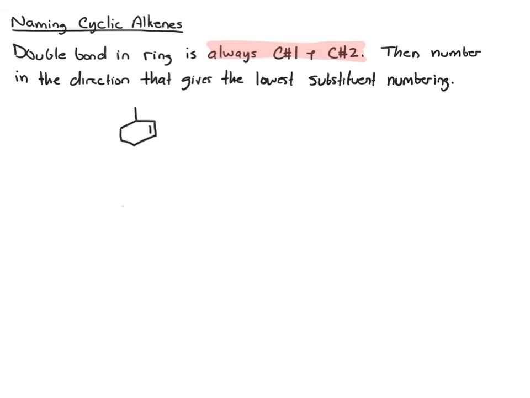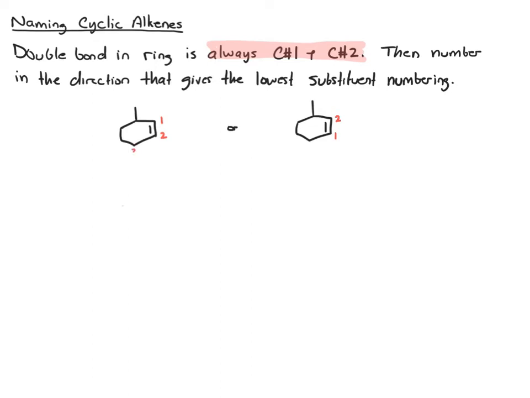If we want to name this, we need to first figure out our numbering. And we know the alkene has to be carbons 1 and 2. But do I make it 1 and 2 like that? Or do I go in the opposite direction and make it 1 and 2 like that? What you want to do is continue around the ring and from there figure out your lowest substituent numbering.